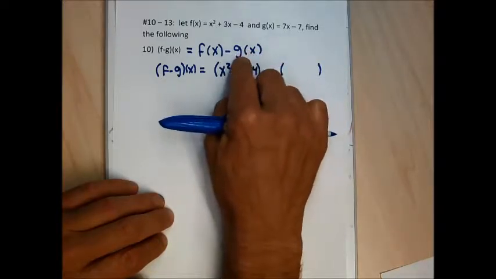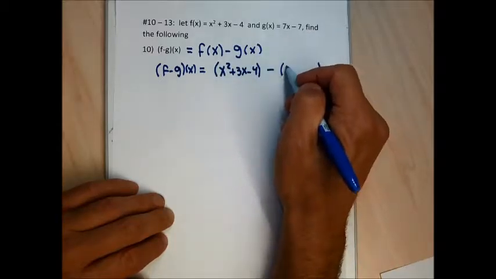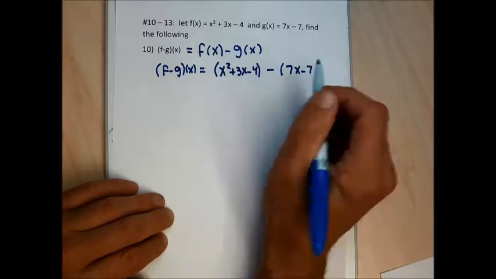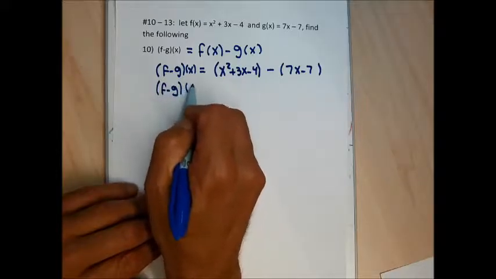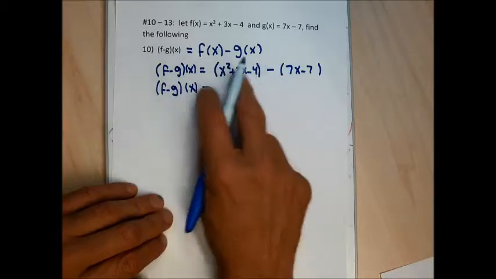And in the second parentheses, I'm going to put what g of x is equal to, which is 7x minus 7. Now I'm going to just simplify this to get my answer. So f minus g of x is going to be whatever this simplifies to.